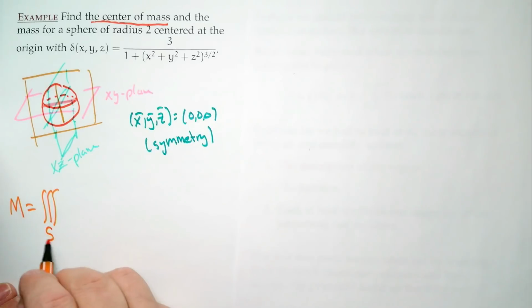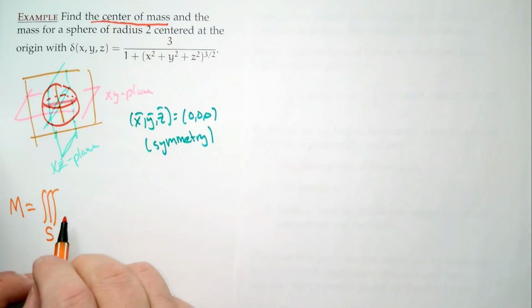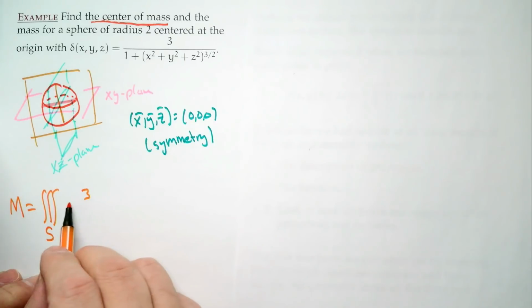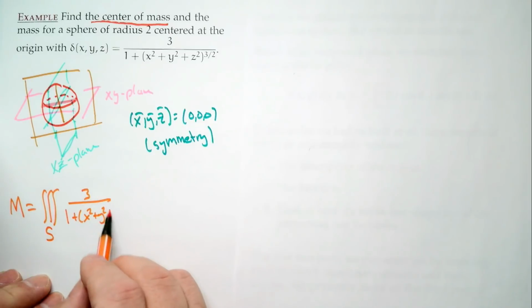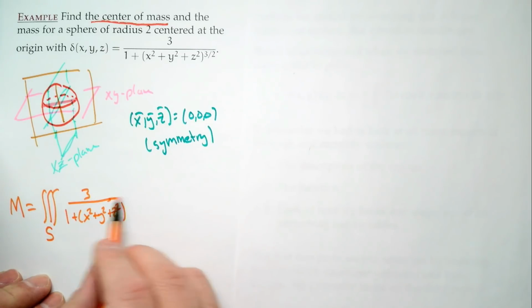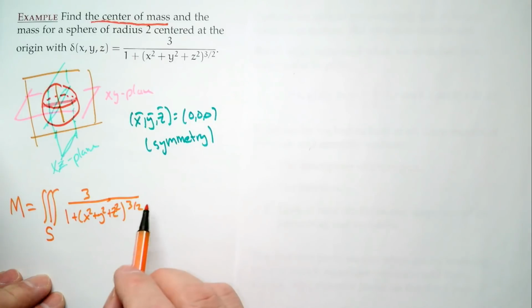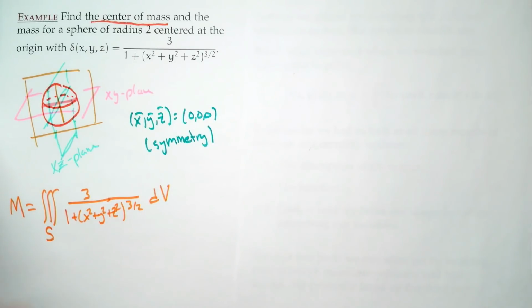over our solid, S for solid, or if you like, S for sphere, whatever you like to do, of our density, 3 divided by (1 plus x squared plus y squared plus z squared) to the 3/2 power, dV. Now, looking at this, it looks a little bit unpleasant.